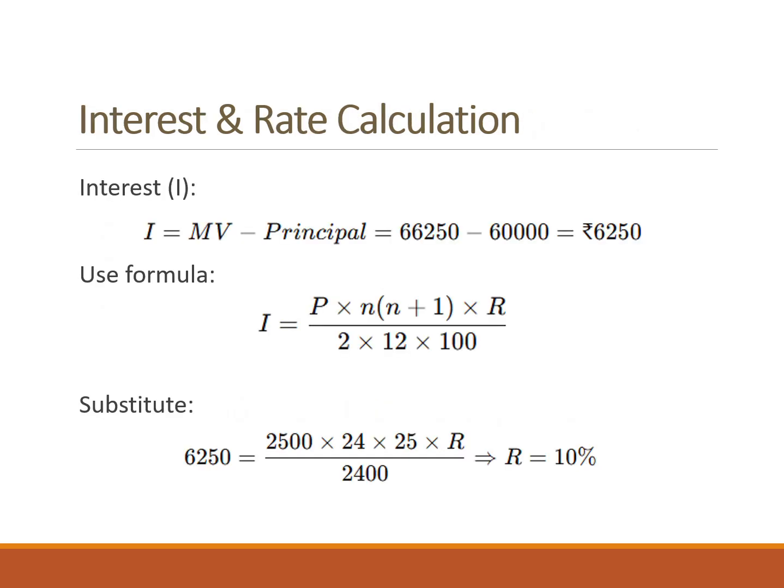Now, we calculate the interest by subtracting the principal from the maturity value. 66,250 minus 60,000 equals 6,250 rupees. That is the interest paid by the bank. To find the rate of interest, we use the formula for interest on a recurring deposit. After substituting all values and simplifying, we find the rate of interest is 10% per annum.